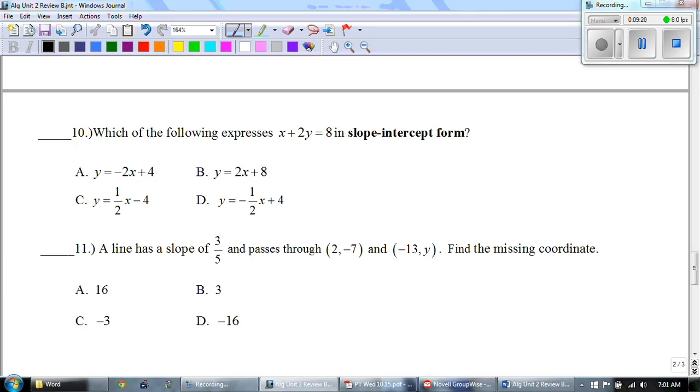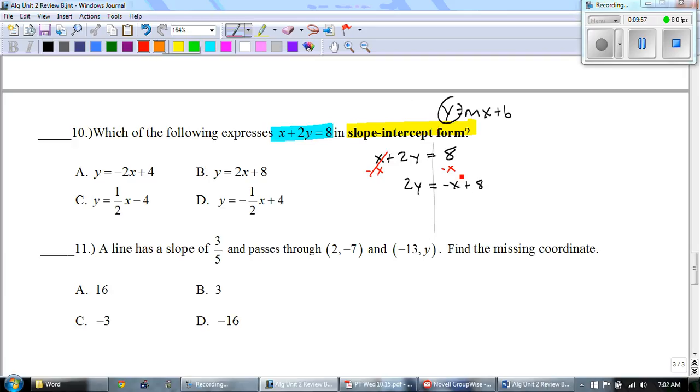Which of the following expresses x plus 2y equals 8 in slope-intercept form? Remember, slope-intercept form is y equals mx plus b, so we need to solve for y. We have x plus 2y equals 8. The first thing I need to do is get the x to the other side, so I'm going to subtract x, and we get 2y equals -x plus 8.